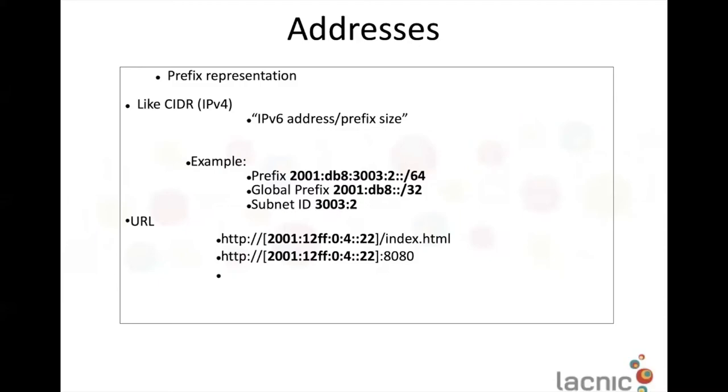Regarding URLs, you need to pay attention. When you write an IPv6 address, for example in a browser, you need to put it between brackets. Why? Because sometimes you need to split the port number from the IPv6 address. You used to use colons to do that, but you cannot do that anymore because you use colons for dividing the groups inside the IPv6 address. So the takeaway here is, please use brackets.